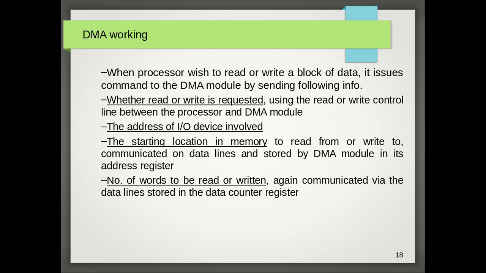Third is the starting location in memory to read from or write to, communicated through the data lines and stored by the DMA module in its address register. Next, it sends the number of words to be read or written. This is again communicated by the data line and stored in the data count. So this information is sent from the processor to the DMA module.